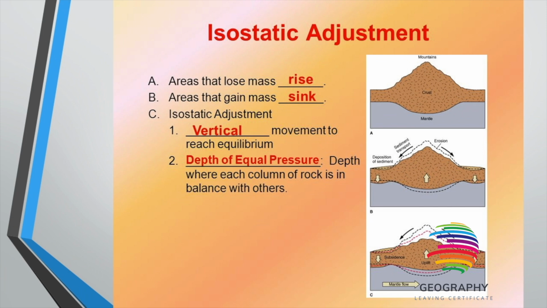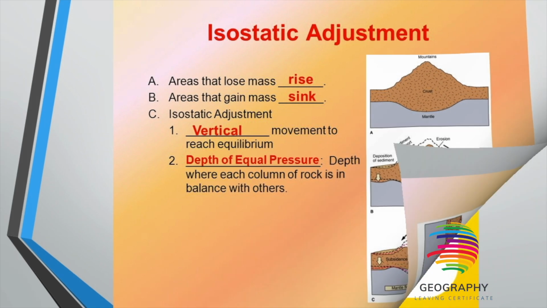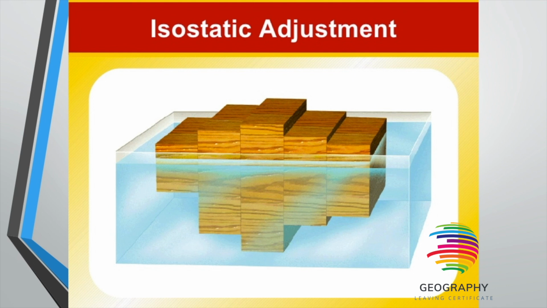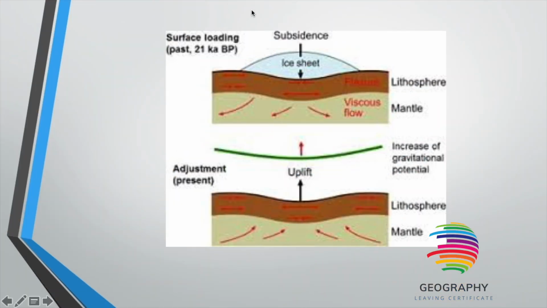Isostatic movement can be caused by the sheer weight of ice pushing the lithosphere, so the crust, into the upper rigid part of the mantle, which we call the asthenosphere. So don't forget, the lithosphere is floating on the asthenosphere or the mantle.